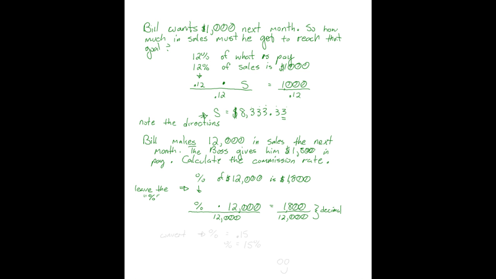If you need some help dividing 1,800 by 12,000, look at some of our other 24/7 mini lessons. The percent is then equal to 0.15. Remember, this is a decimal, and the percent symbol is our reminder to convert. So you just convert that decimal to a percent, and the percentage is 15%.